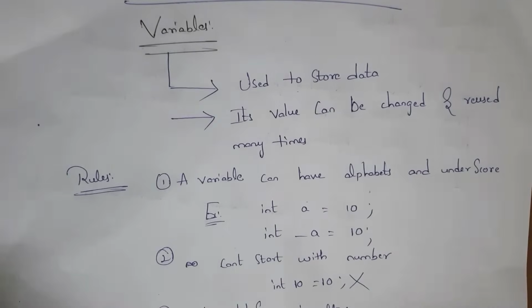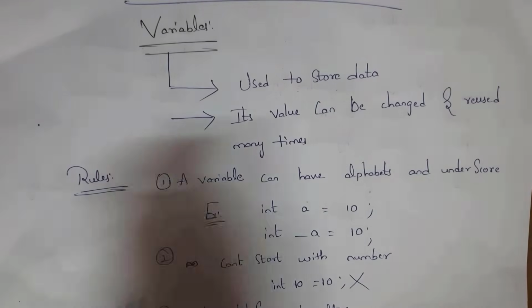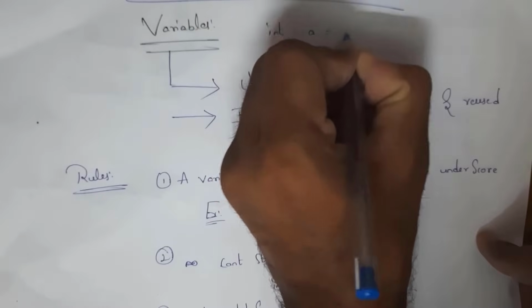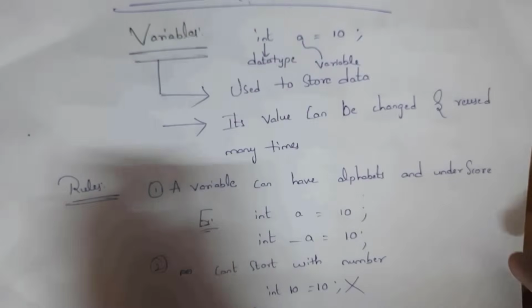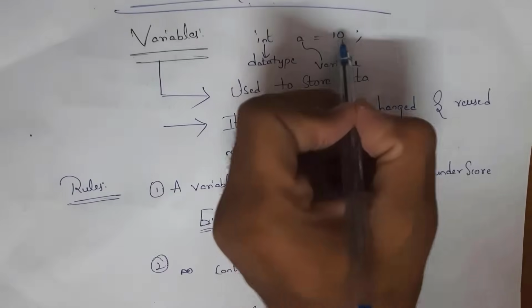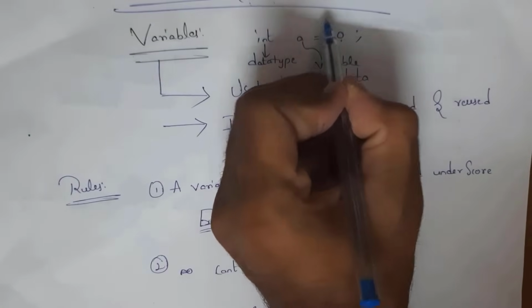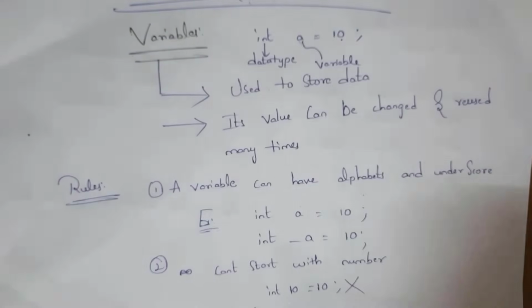It is nothing but variables are used to store any values, for example int a equal to 10, where this int is the data type and a is the variable. Variables are used to store values. This 10 is the value. This value 10 is stored in variable a. So this is the use of variables.